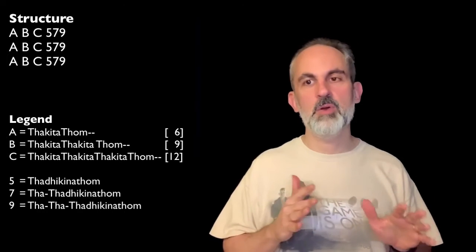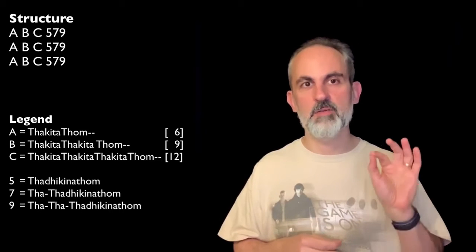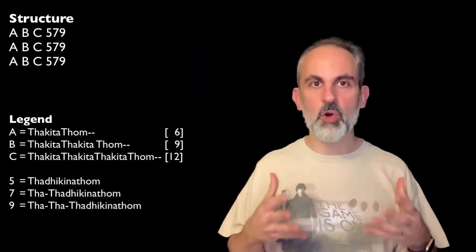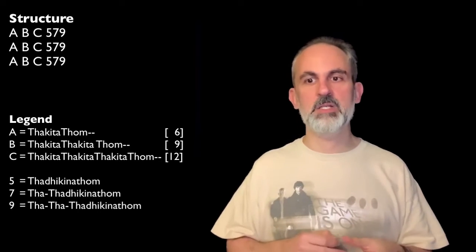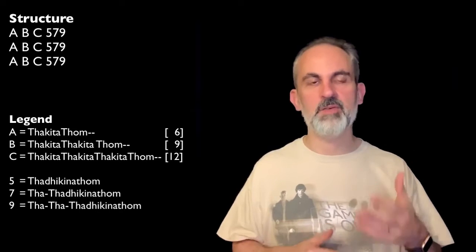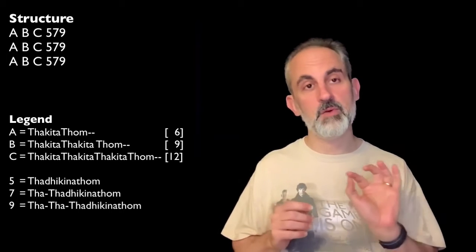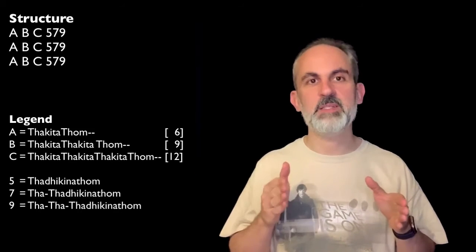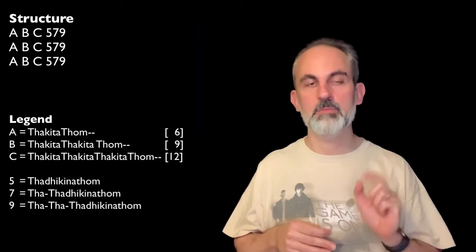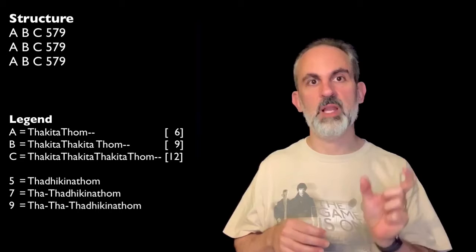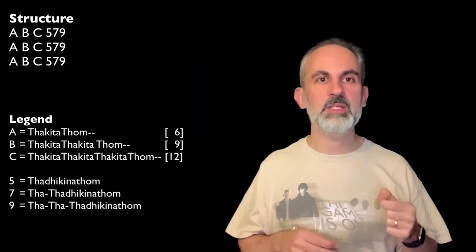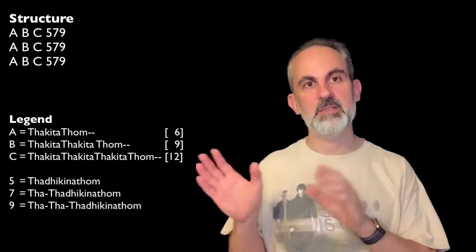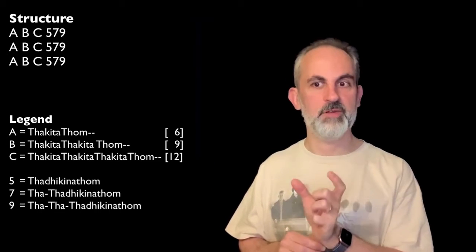And then we have 3 related phrases for 5, 7, and 9, which form the tirmanam at the end. So for 5, we have our friend Thadhikinathom. Then for the phrase for 7, we take Thadhikinathom and prefix it with the syllable ta, which has a value of 2, so it's 2 plus 5. And for the 9, we do the same, that is 2 tas and then Thadhikinathom, 2, 2, 5.